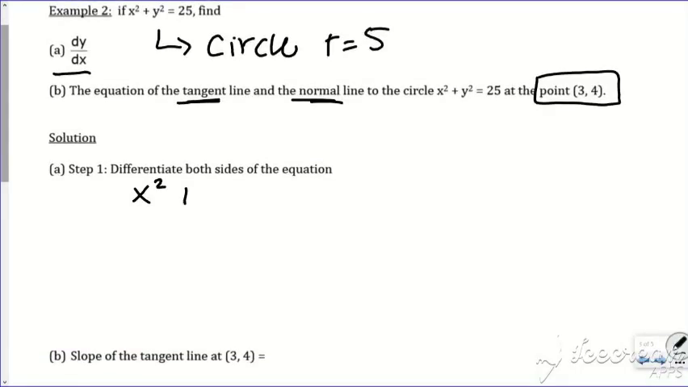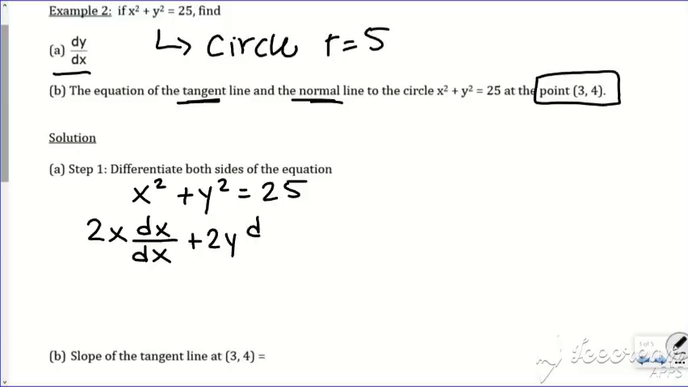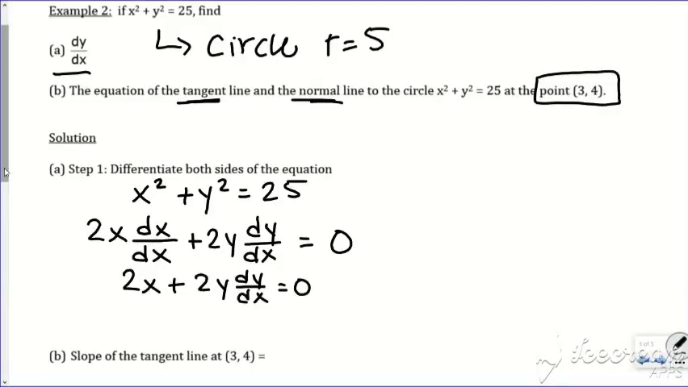First, here's my equation, x squared plus y squared equals 25. And I need to differentiate both sides. So I'm going to have 2x and then the derivative of x with respect to x, plus 2y, derivative of y with respect to x, continuing my kind of chain rule here, equals 0. Derivative of a constant is 0. I simplify a little bit with algebra. I've got 2x plus 2y dy/dx equals 0. I can divide everything by 2, so I get x plus y dy/dx equals 0.